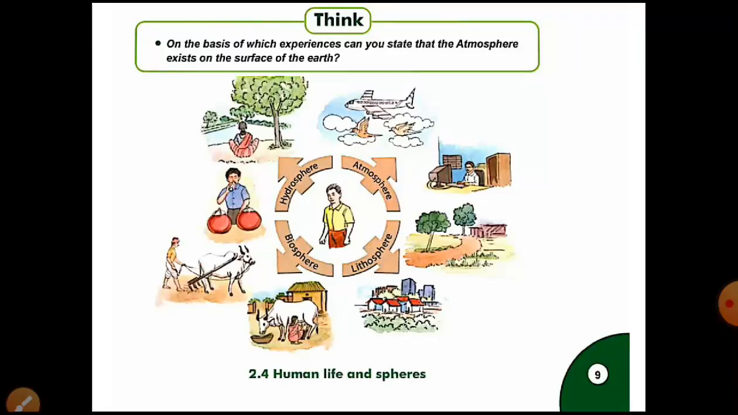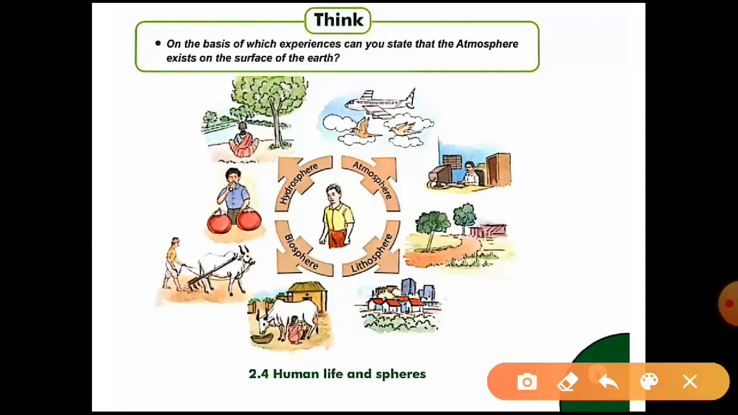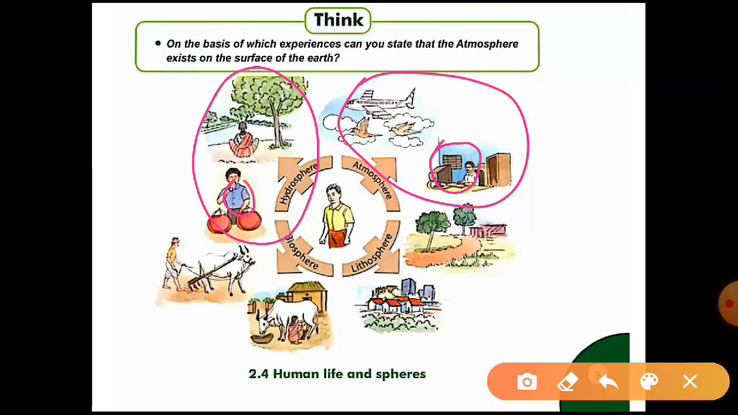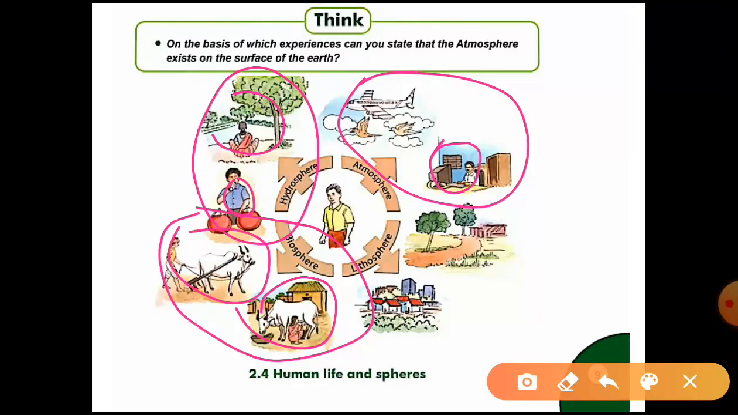Now in this picture, what can you observe here? Atmosphere. Because of the atmosphere, this man can work on the computer. Then here hydrosphere, here drinking water, and here maybe the field. Here biosphere, here we can see a cow, a human, and on this side lithosphere. Because of lithosphere, we can see the road and buildings which were constructed.